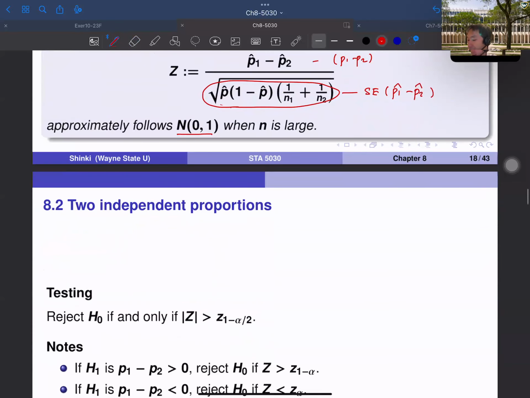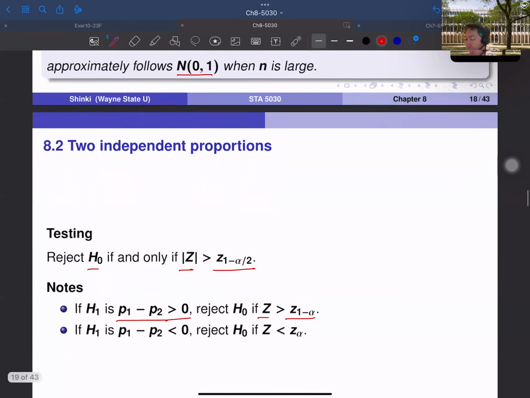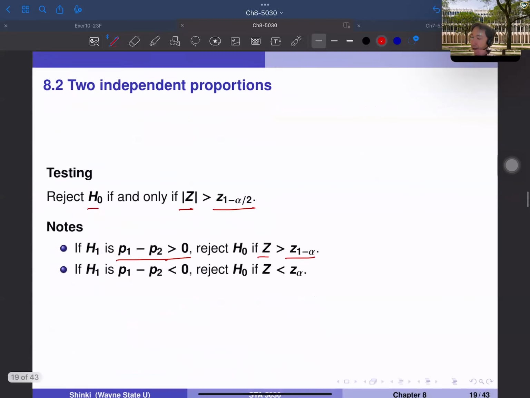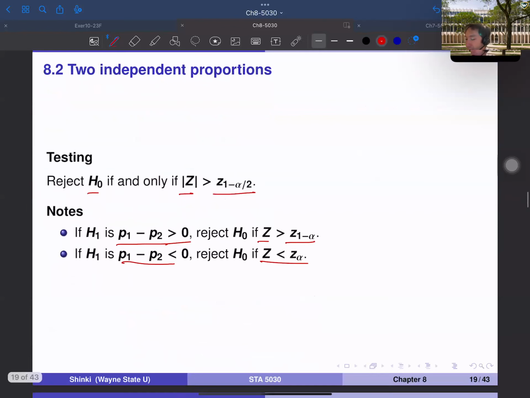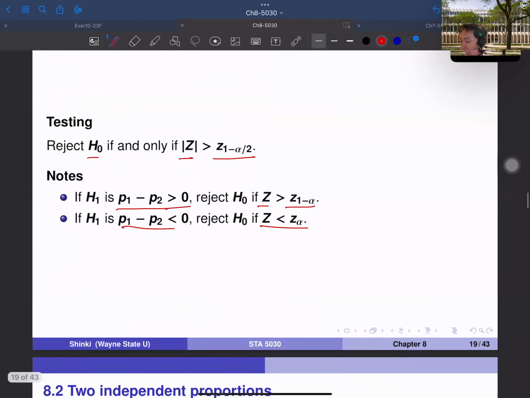That is, we reject the null hypothesis if this Z value is large in absolute value, so we reject in both tails of the distribution. If one-sided, we have a similar thing. If the alternative hypothesis is P1 minus P2 larger than 0, we reject H0 if Z is large enough, because large Z means P1 hat is larger than P2 hat. And the other way around is possible: we can test the alternative hypothesis of P1 minus P2 less than 0.